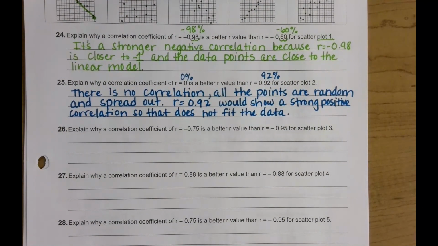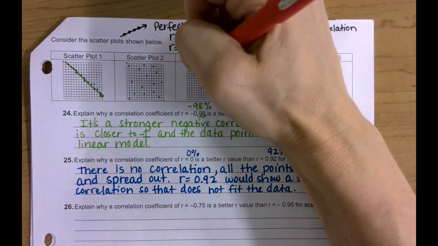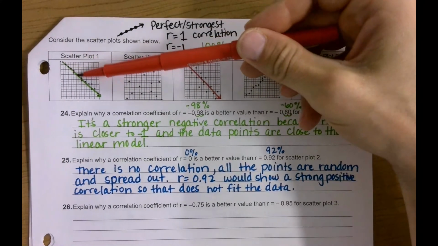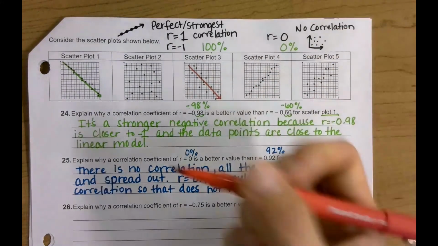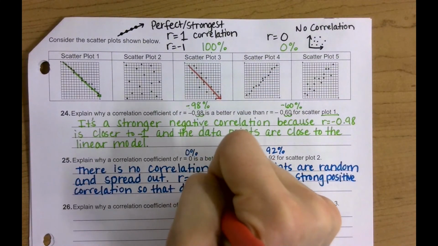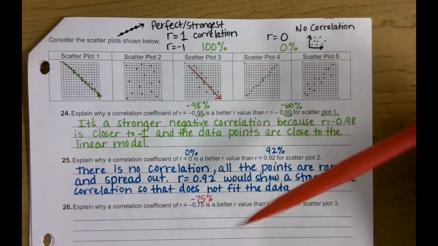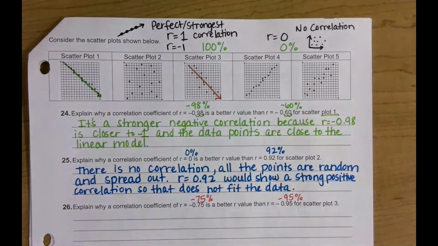26. Explain why a correlation coefficient of r equals -0.75 is a better r value than r equals -0.95 for scatter plot 3. So going up to scatter plot 3. They're both negative. I know that this data is showing decreasing. And if I compare to scatter plot 1, these data points are a lot closer to the line than on scatter plot 3. They're still moderate, I would say. Thinking of percentage, this is like negative 75% compared to negative 95%. So I know that they're a little further from the line. Negative 75% is going to be a better model, better correlation coefficient.